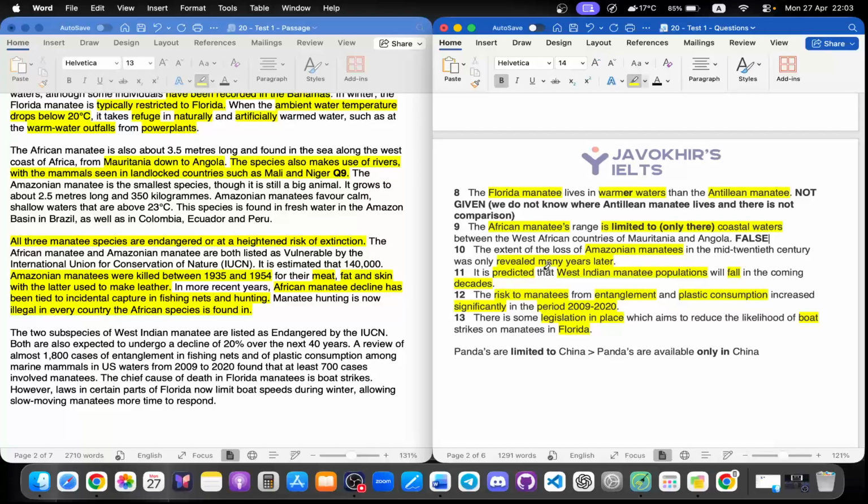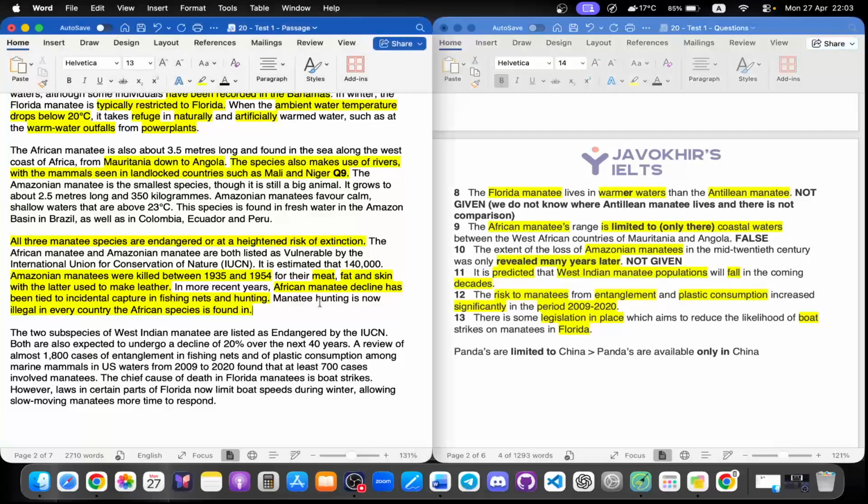Question number 10 is basically going to be not given as well, because the question is saying revealed only many years later, but it does not say when it was revealed. And the question here is about African manatee decline in more recent years. It is not saying mid 20th century. Mid 20th century is this one. The 20th century starts from 1901. So it's mid 20th century, but it's not saying that the loss was found many years later.